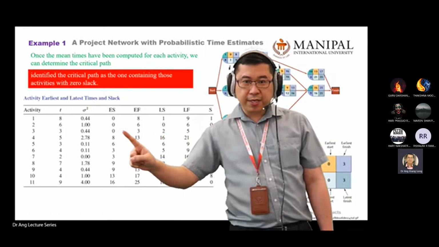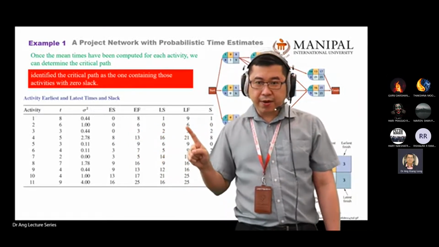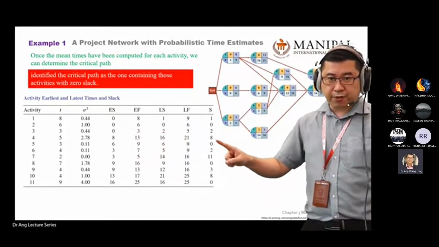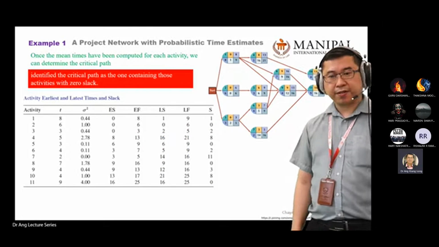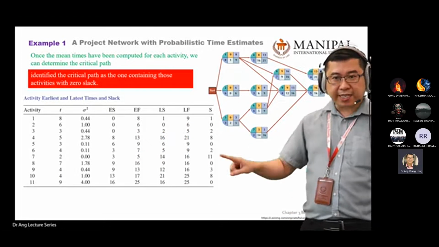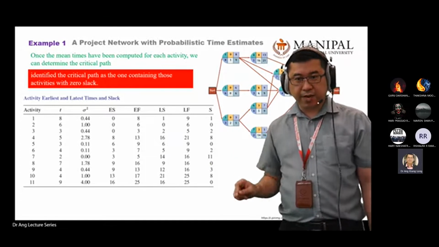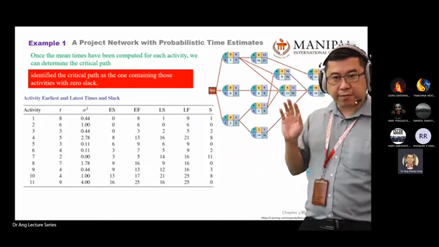LS minus ES get 0. LF minus EF also get 0. You do the same for the rest of the data here. From the slack time, you can identify which one is the critical activity, right? From here, also from the diagram, same.